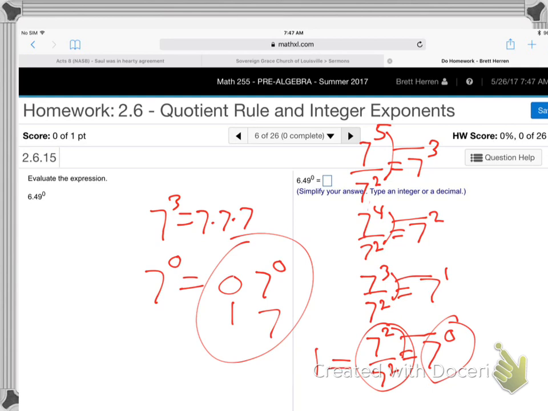If you're going to follow the same old rule we've been following all along, subtract the powers, then 7 to the 0 is the same thing over itself, which is 1. So, that's nice. Let me write it this way for you. Anything to the 0 power equals 1. It's just 1.